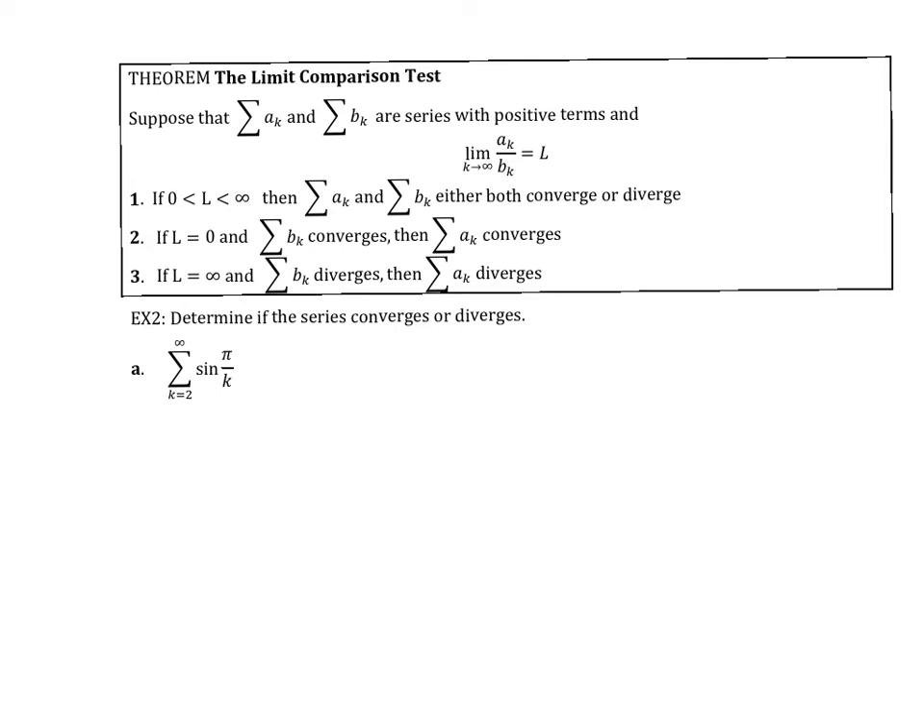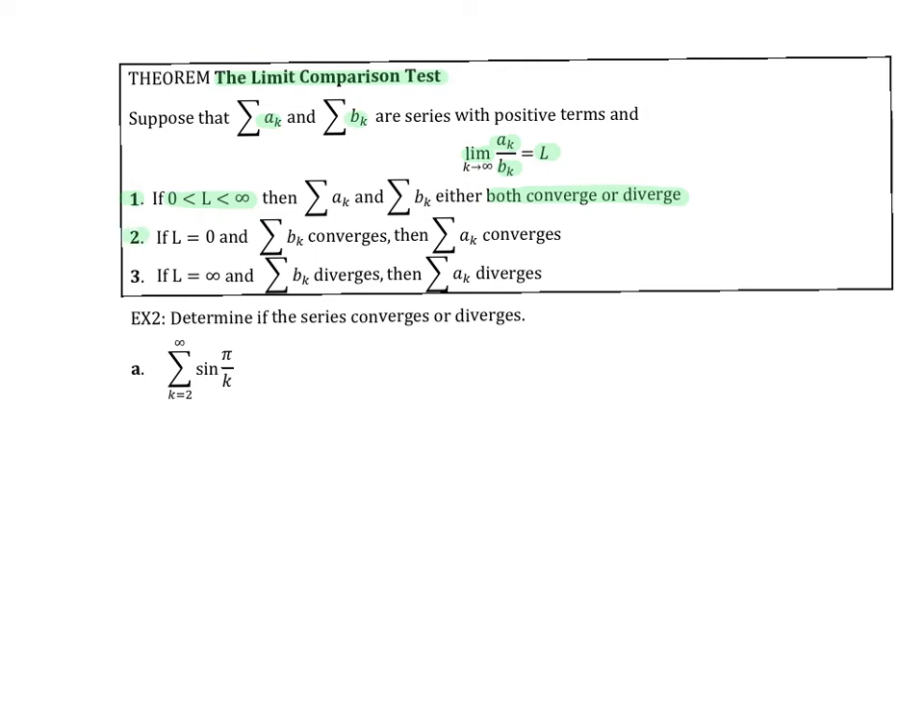The second comparison test is called the limit comparison test. Again, you're going to look at two series, an a sub k and a b sub k. But instead of showing which is smaller and which is larger, you take the limit of the fraction a sub k over b sub k, and look at the three criteria. The first one: if the limit is some number between 0 and infinity, then both converge or both diverge.